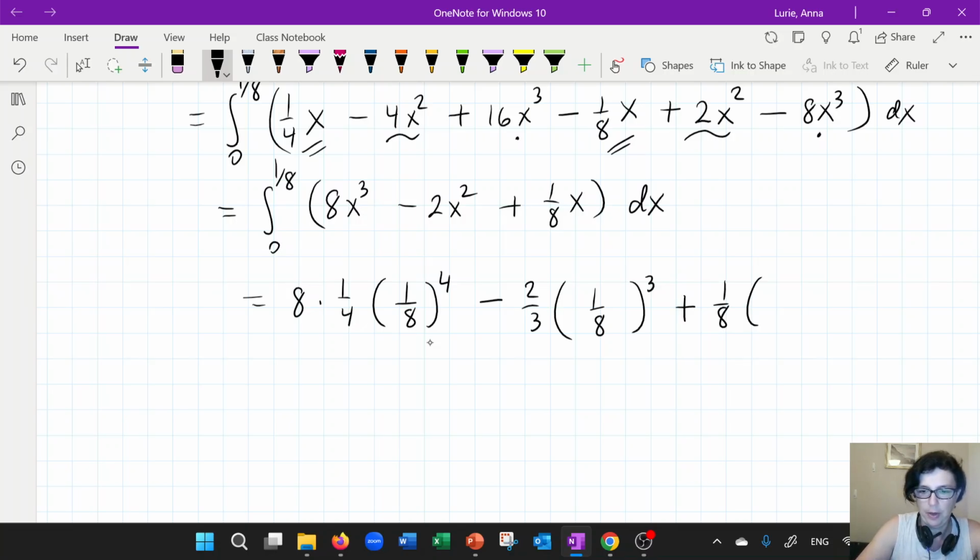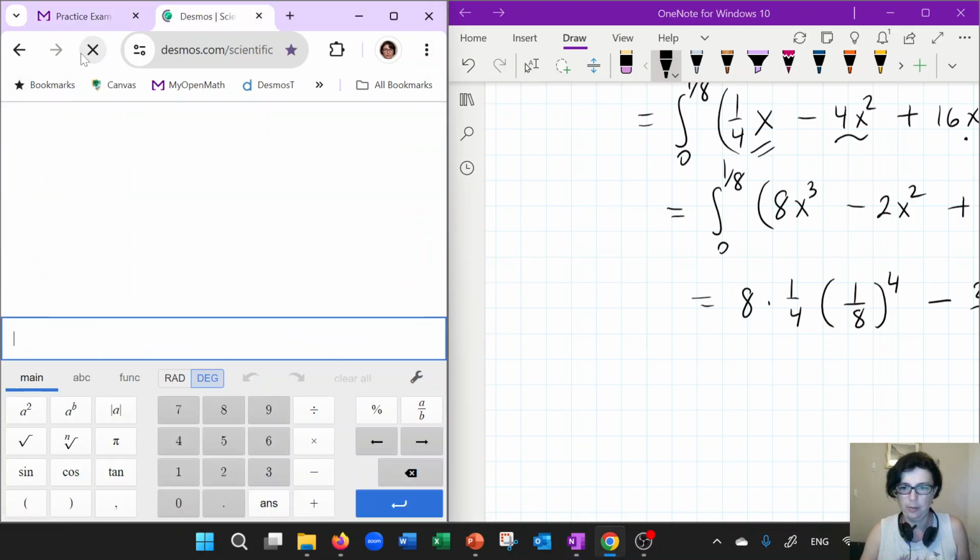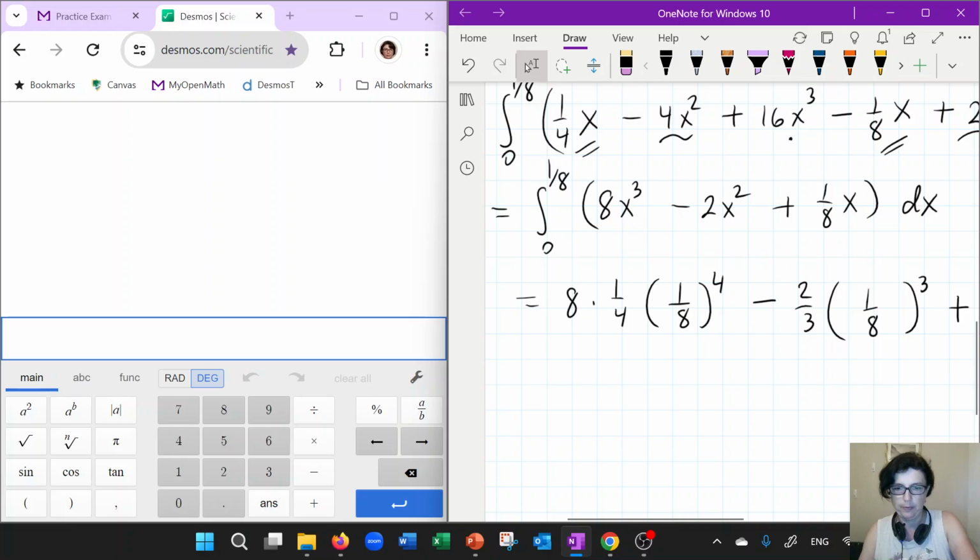And then instead of x, it's going to be x squared over 2. So this would be 1/8 squared. And then I still have 1 over 2. So this will be 2 here. Okay, it's time to use our calculator. Let's see if we can compute this whole thing.